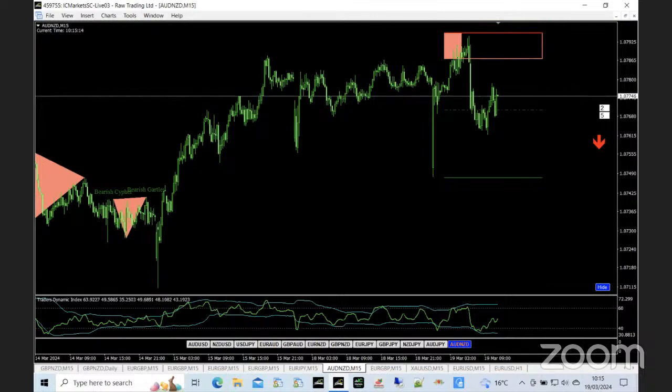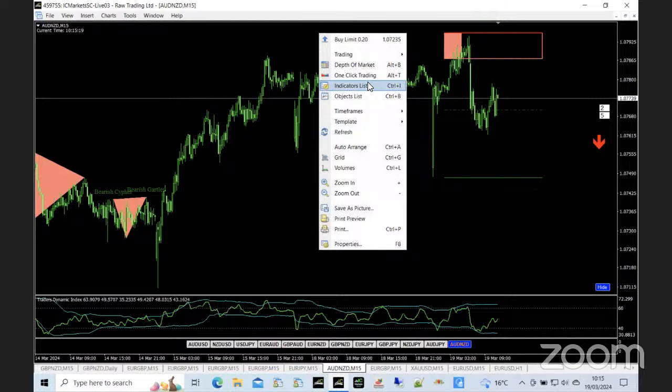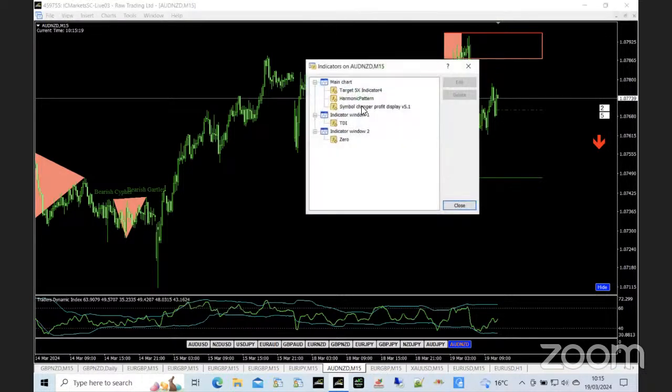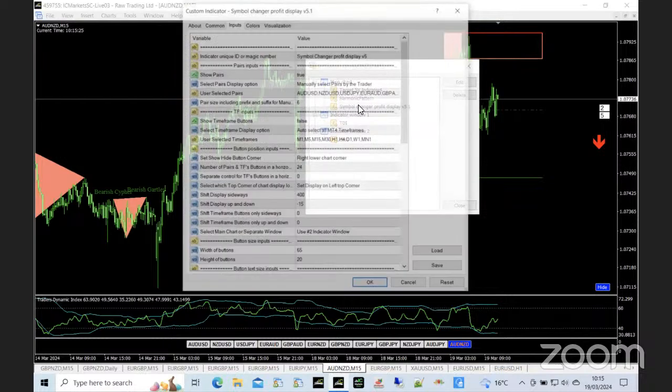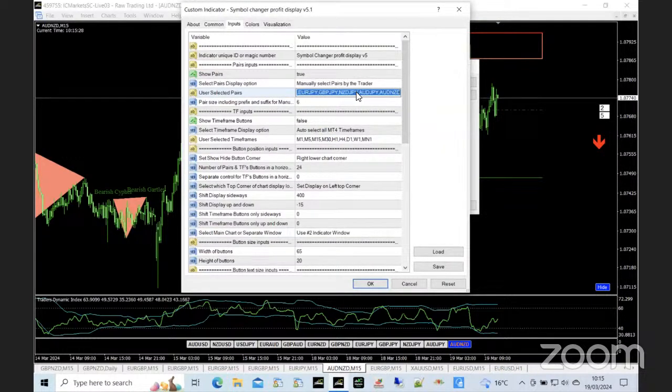Is there a way to change the symbol changer to the major pairs? Yes, sure. So what we do is simply come here and then just, which pairs do you want? You want like the 4 major pairs, or which pairs do you want? Can you see my screen? I mean, you just put them here. You can put like the major pairs here. Yeah, just the 4. So yeah, you can just change them here.